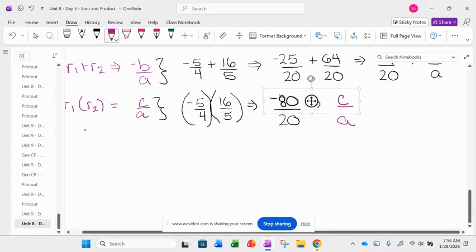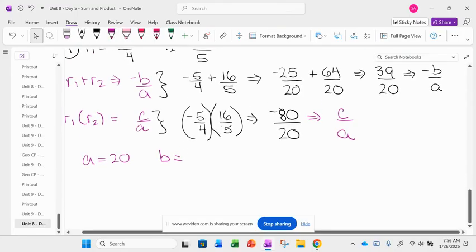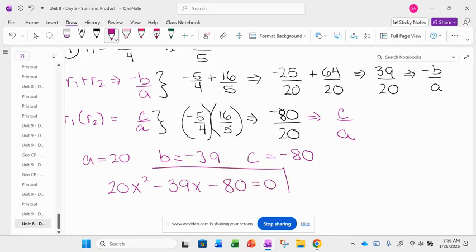So what does this tell me? This tells me my A is 20. Our B is, well, if negative B is 39, what's positive B? Negative 39. And C is negative 80. So our quadratic equation is going to be 20x squared minus 39x minus 80 equals 0. And that's how we use sum and product to get us that quadratic equation.